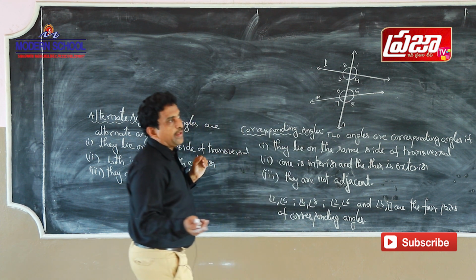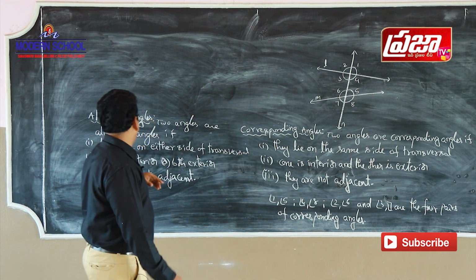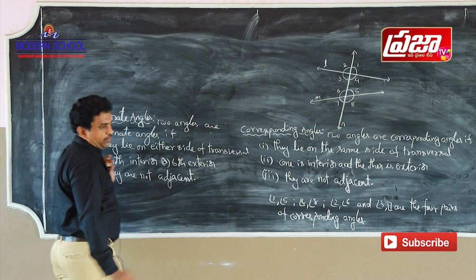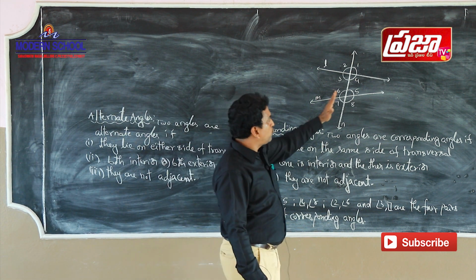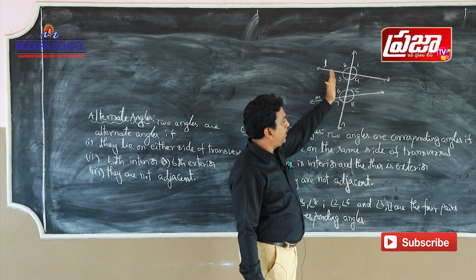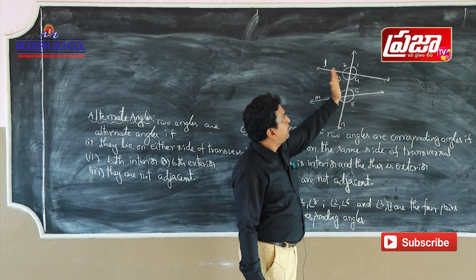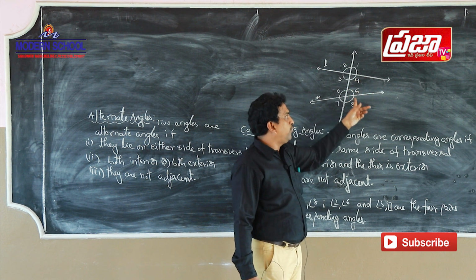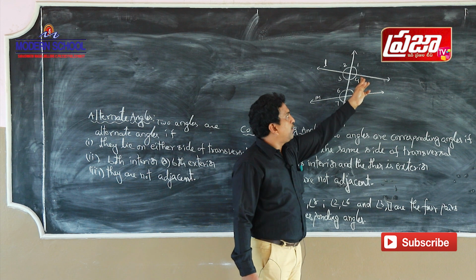So what is the alternate angle for angle 2? Look at the first point. They lie on either side of transversal. So since angle 2 lies this side, its alternate angle lies this side of transversal. That means either 1 or 4 or 5 or 8.